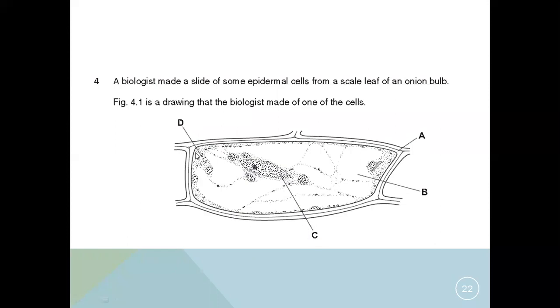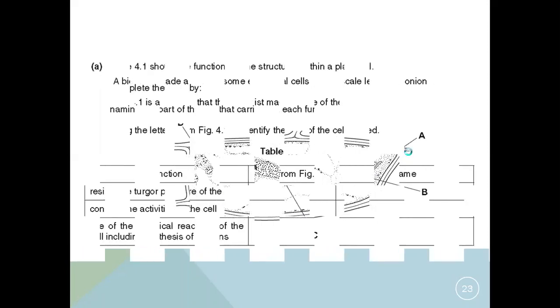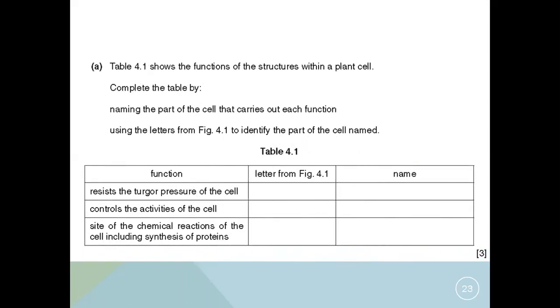If we move toward D, definitely it should be the cytoplasm, and A is the cell wall. Let me see what questions they are asking. First, which part of the cell resists the turgor pressure of this cell? Second, which part of the cell controls the activity of the cell? And third, the site of chemical reactions of the cell, including photosynthesis.